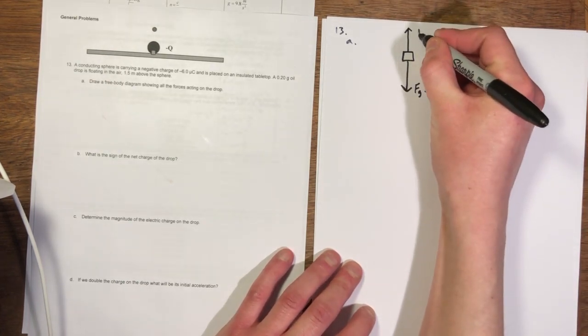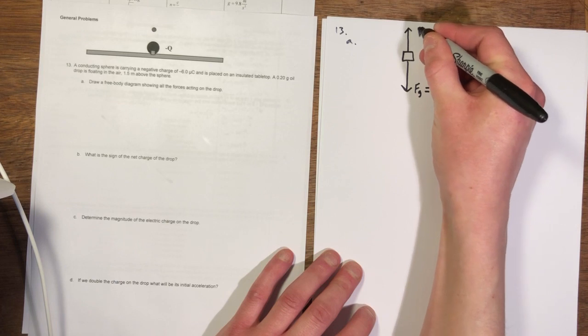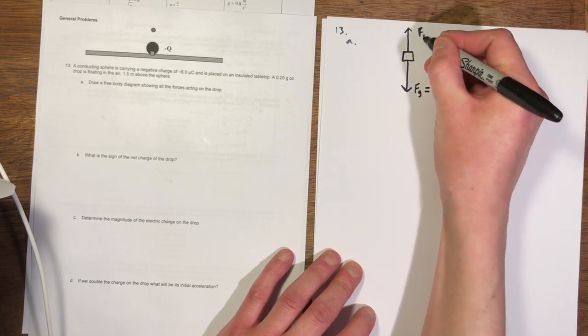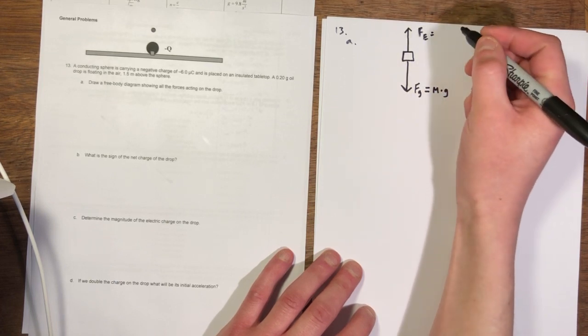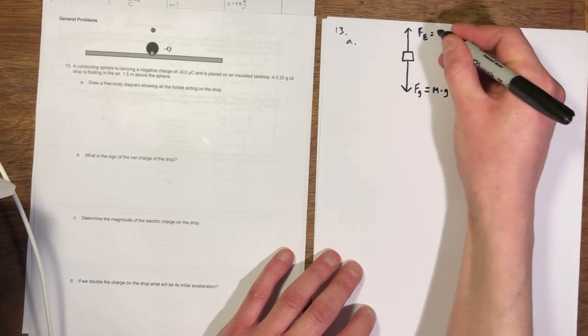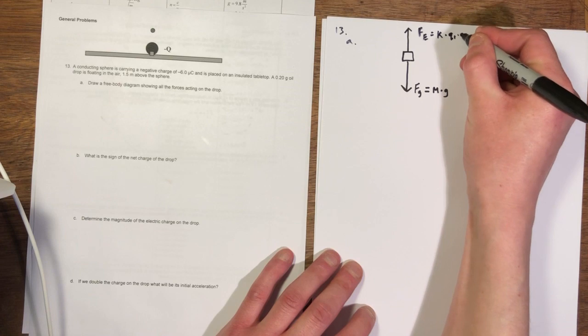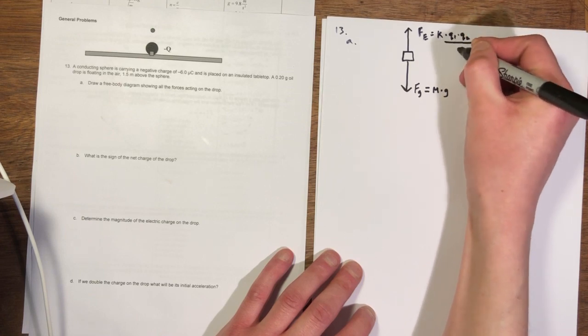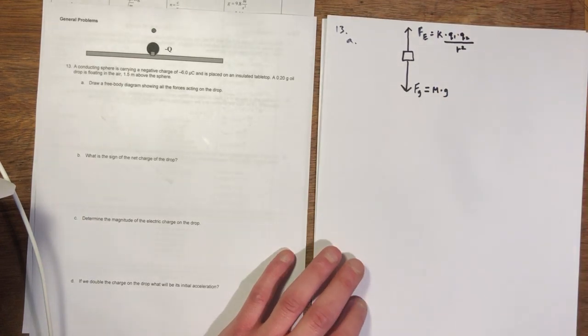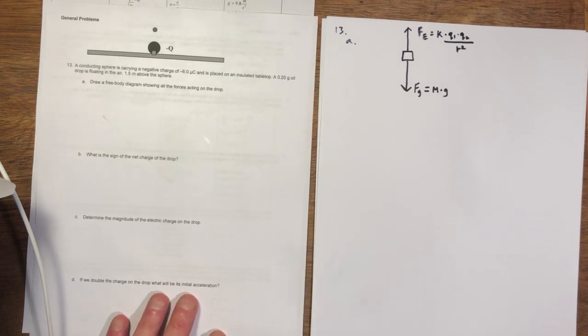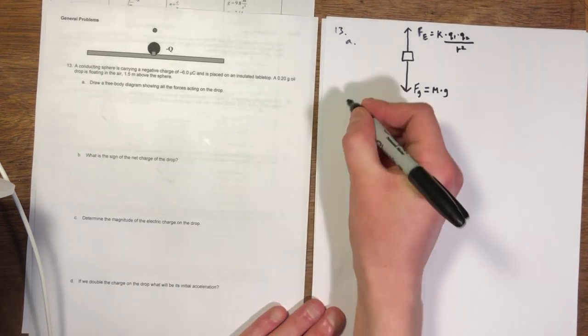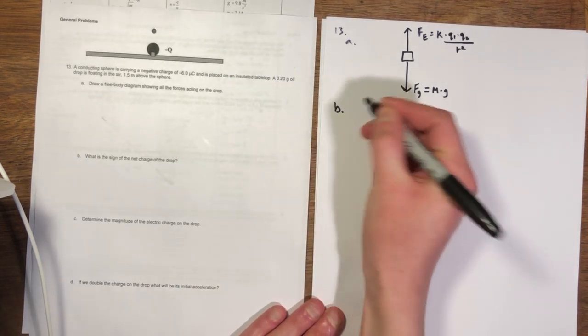Because it's getting pushed up by that charged sphere, we have an upward force caused by our equation, K times Q1 Q2, divided by R squared. All right, and that is part A. Boom, done. Part B is even easier.